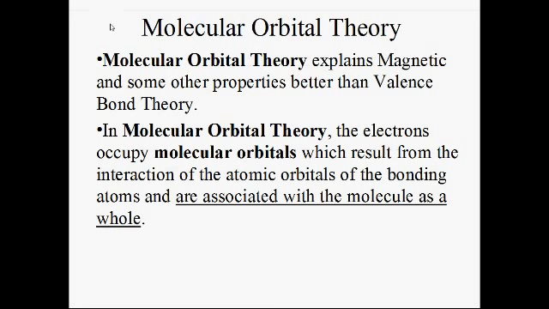The last model that we're going to go over is molecular orbital theory. This theory gives us some advantages over valence bond in terms of it explains our magnetic properties of molecules better. So in molecular orbital theory, we are going to take atomic orbitals and blend them together to create molecular orbitals. So these are now orbitals shared by the molecule, not just orbitals carried by an atom.